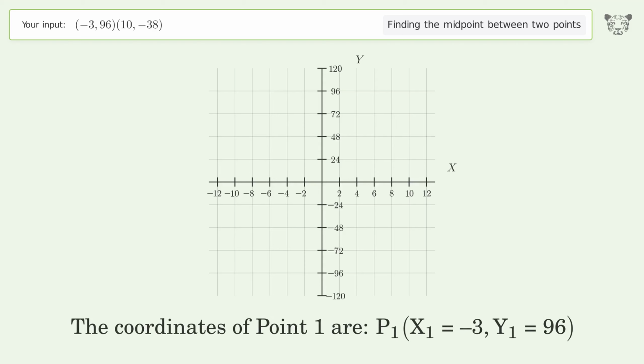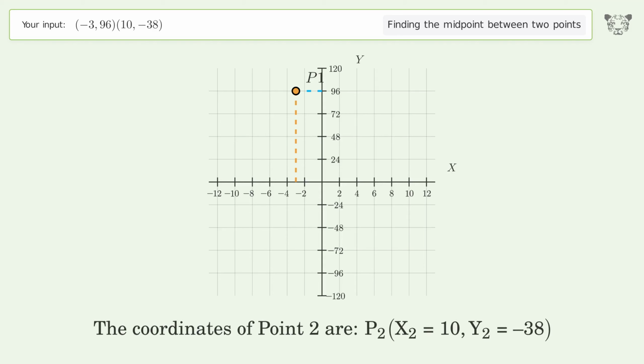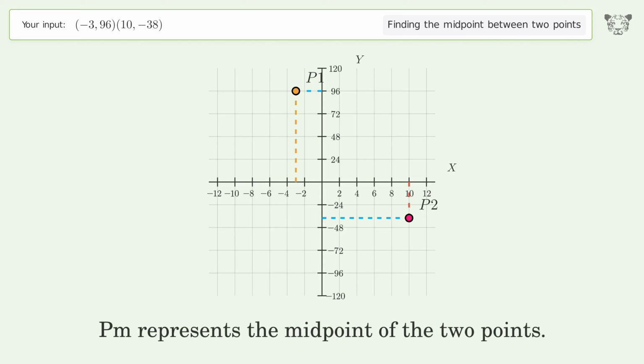The coordinates of point 1 are x1 equals -3, y1 equals 96. The coordinates of point 2 are x2 equals 10, y2 equals -38. PM represents the midpoint of the 2 points.